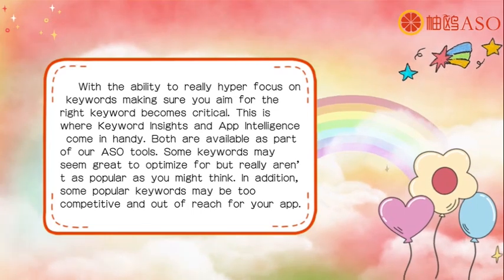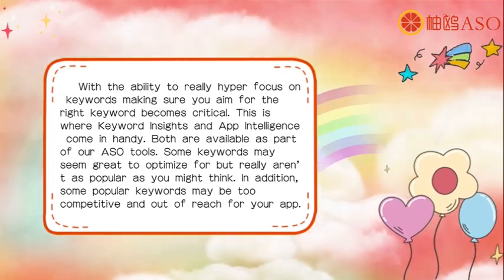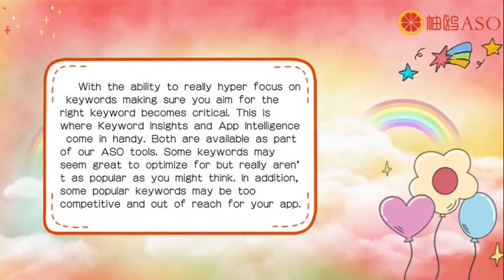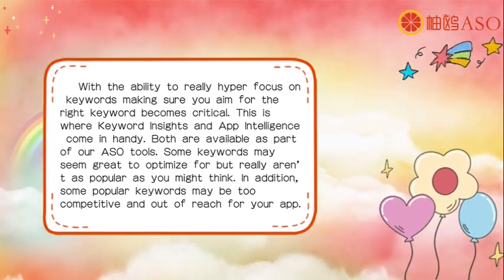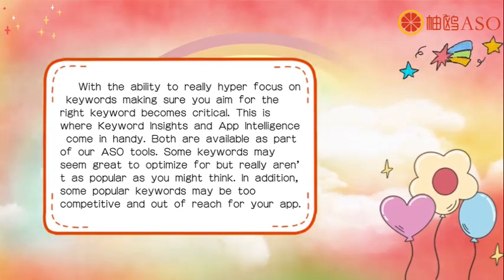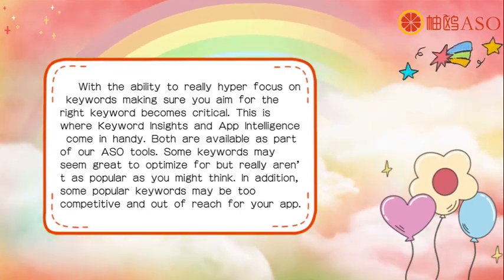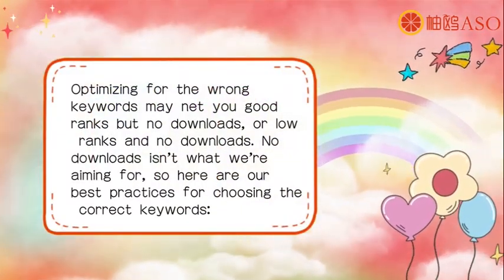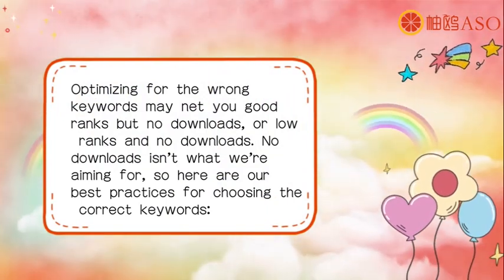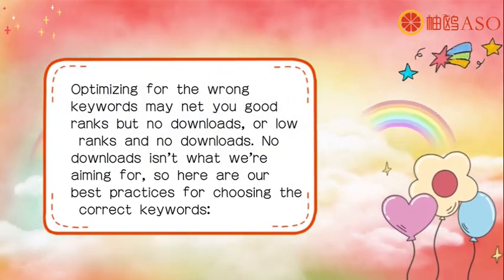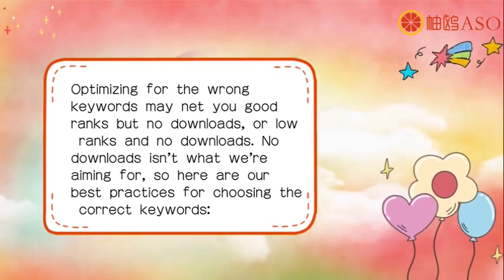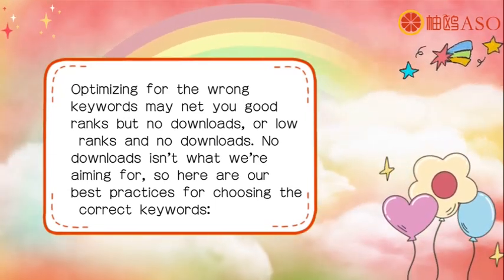Some keywords may seem great to optimize for but really aren't as popular as you might think. In addition, some popular keywords may be too competitive and out of reach for your app. Optimizing for the wrong keywords may net you good ranks but no downloads, or low ranks and no downloads. No downloads isn't what we're aiming for, so here are our best practices for choosing the correct keywords.